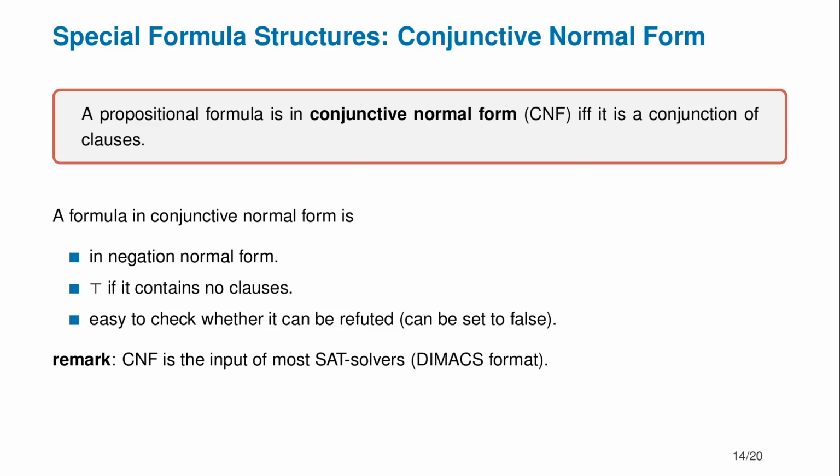So if it contains no clauses, it's always true. Clauses are constraints, and the more clauses I have, the more likely, in quotes, the formula is false. And if I have a formula in CNF, it's very easy to check whether this formula can be refuted, so whether it can be set to false.